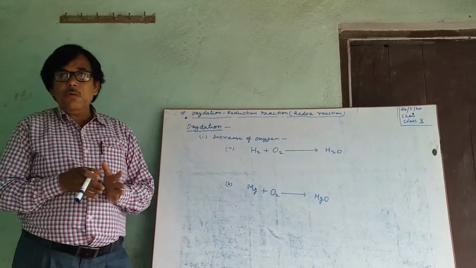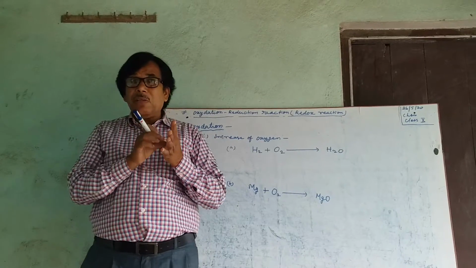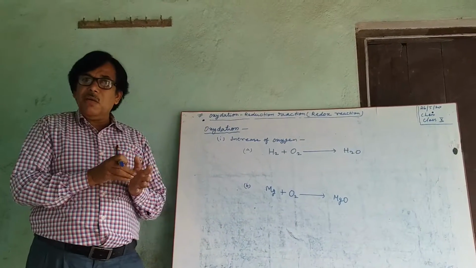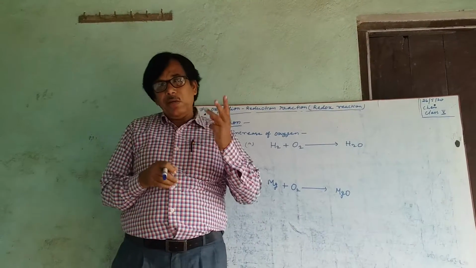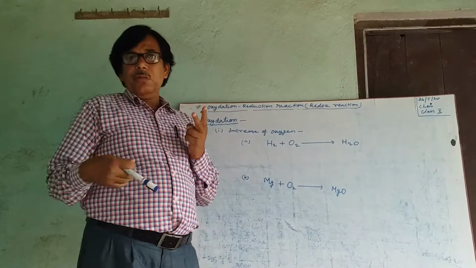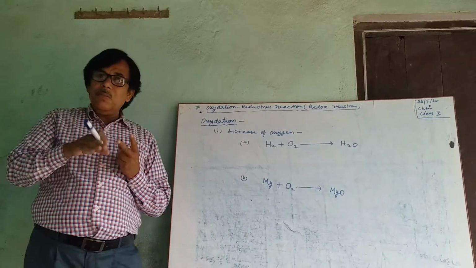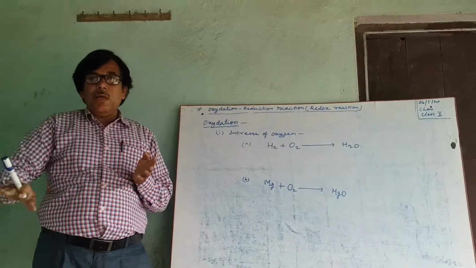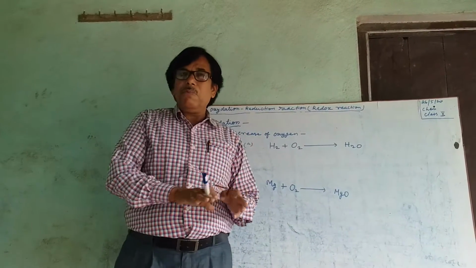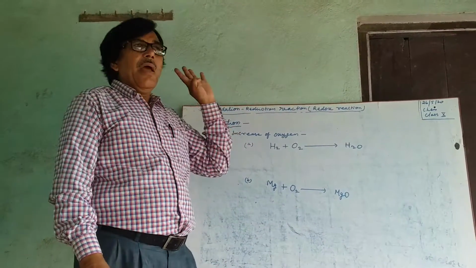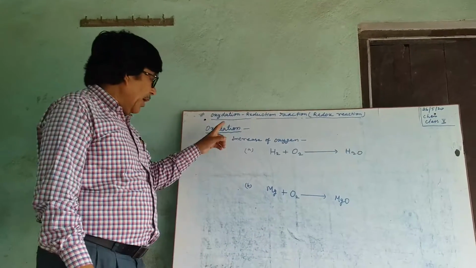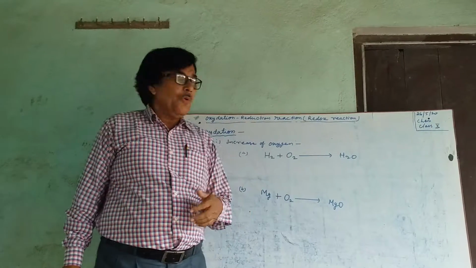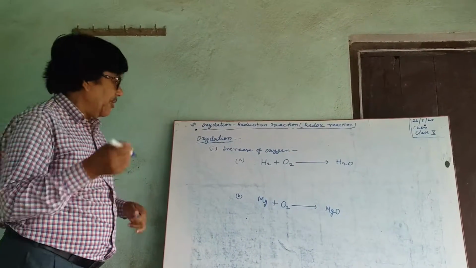In the first video we described that addition of oxygen, increment of oxygen, addition of electronegative and increment of electronegative, and removal of hydrogen and removal of electropositive are oxidation. These are four examples. We will take four examples. First we take increase of oxygen, how this happens as oxidation.